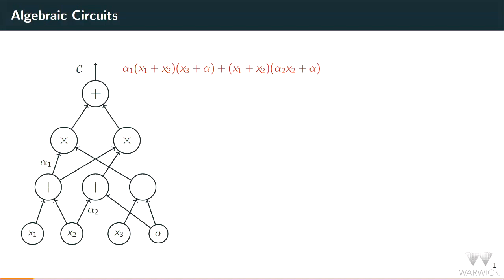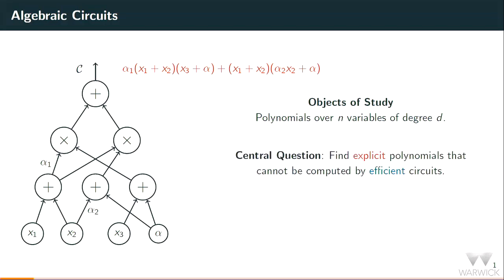Again, as Dipanshu mentioned, we want to study polynomials over n variables of degree d, and the major question is to give lower bounds against algebraic circuits or algebraic formulas computing some explicit polynomial over n variables of degree d. So the central question is to find explicit polynomials that cannot be computed efficiently.